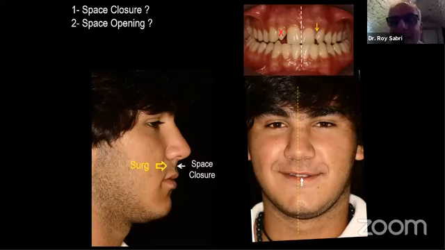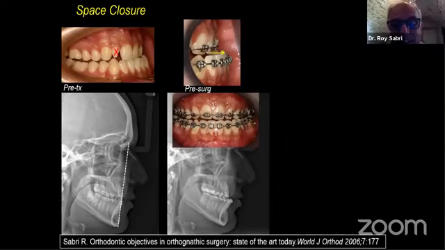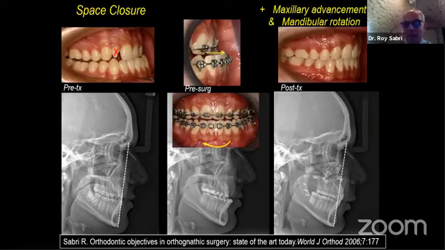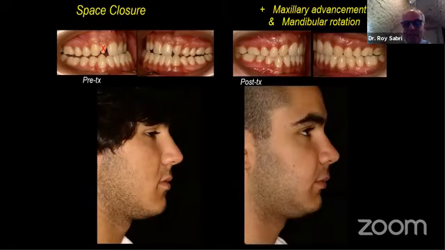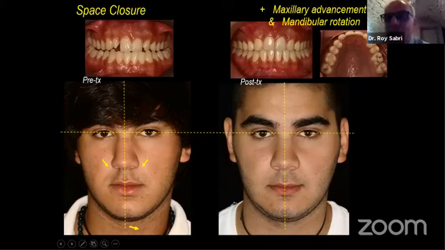In this case, yes, I removed the peg, created the underjet I needed, and now I have a midline shift. Why do I have a midline shift? The lower midline is shifted because the whole chin is shifted. And this is going to be corrected surgically by mandibular rotation and maxillary advancement. And here's the end result. Symmetry is corrected. And I gave him a fixed retainer, of course.